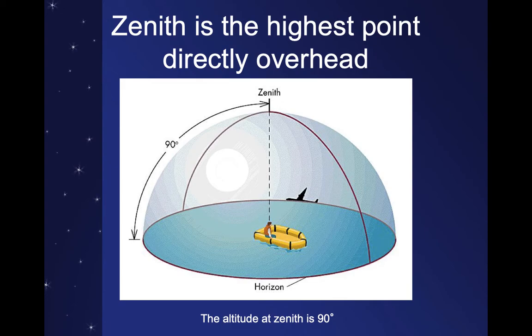And then your zenith. Your zenith is the highest point directly above you. So just above here. That usually doesn't change. It's just right above you, and that's a 90-degree altitude. So this would be our zenith. Okay.